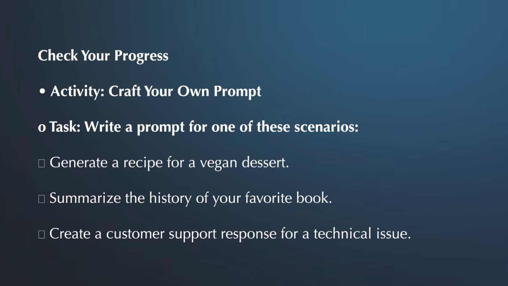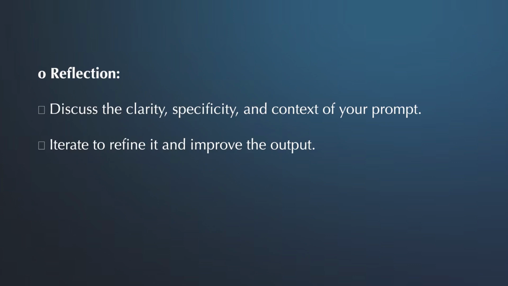So here is your task. Write a prompt for a scenario like: generate a recipe for a vegan dessert, summarize the history of your favorite book, and create a customer support response for a technical issue. As you write, focus on the following. Clarity. Is the prompt easy to understand and unambiguous? Specificity. Are you providing enough details to guide the AI's response but not too much that it gets overwhelmed? Context. Have you provided relevant background information so that AI can tailor its response appropriately?